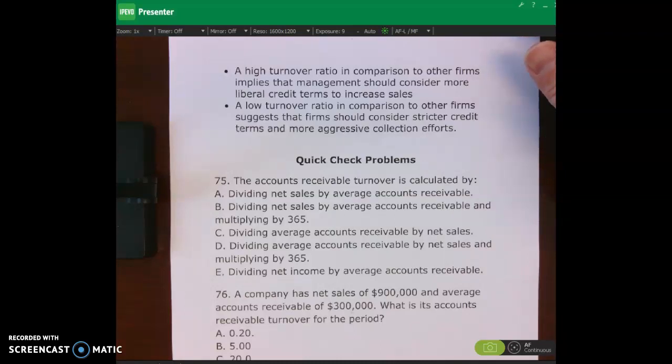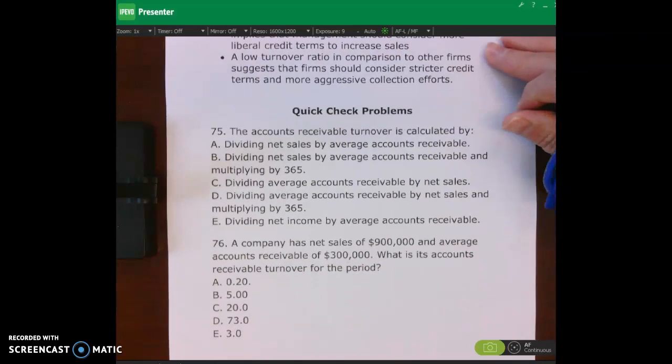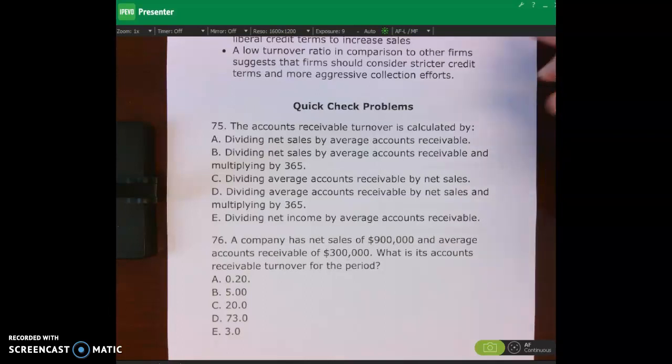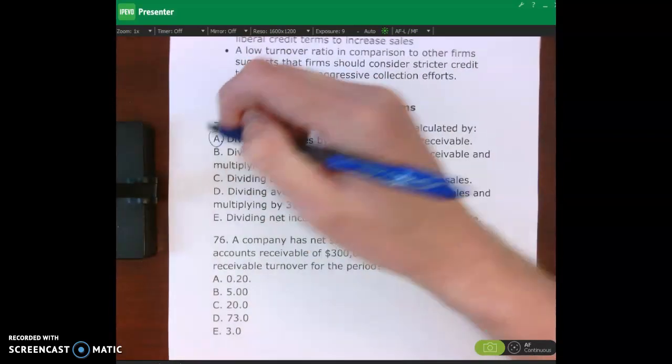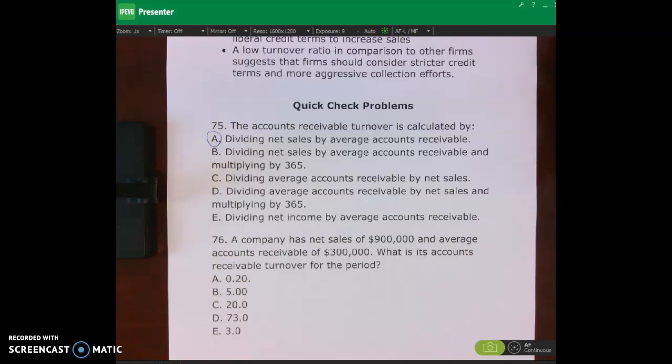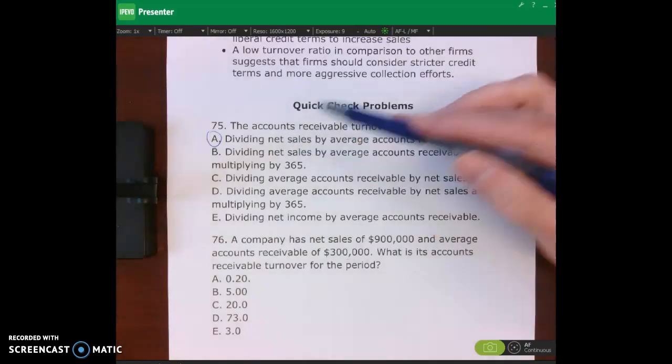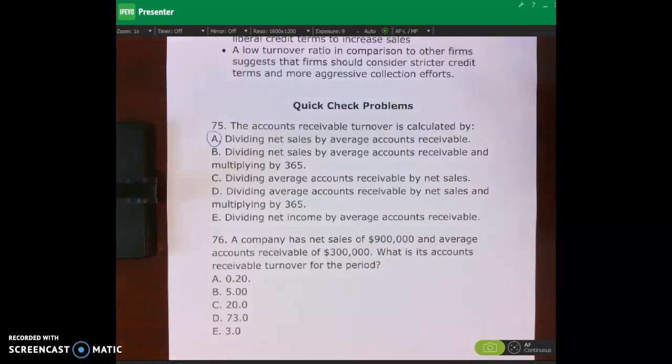All right, so let's take a look at these quick check problems right over here. Number 75, accounts receivable turnover is calculated by A, we just talked about that, dividing by our net. Here it says net sales, but the best option would really be net credit sales. So net credit sales divided by average accounts receivable.